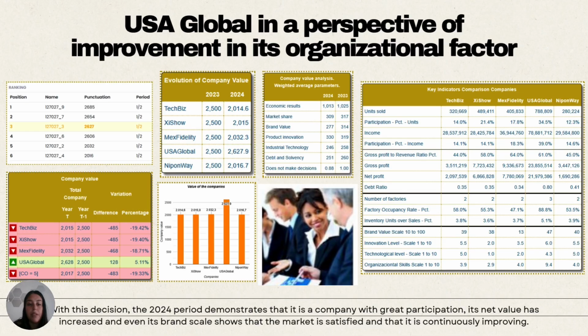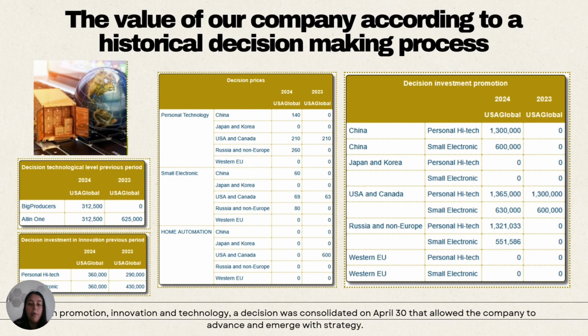We will say in a perspective improving is an organizing factor. With this decision, the 2024 period demonstrates that it is a company with great participation, with new value and even its brand disclosure shows the market is satisfied and is continuously improving. The value of a company according to historical decision making is a process. With promotion, innovation and technology, these decisions allow the company to advance and emerge with strategy.